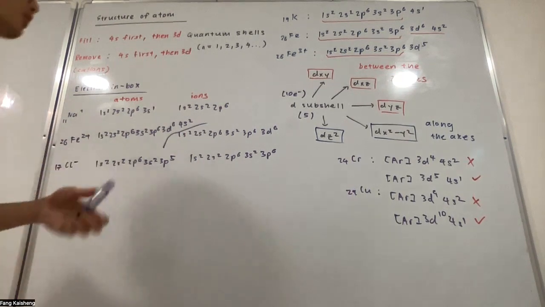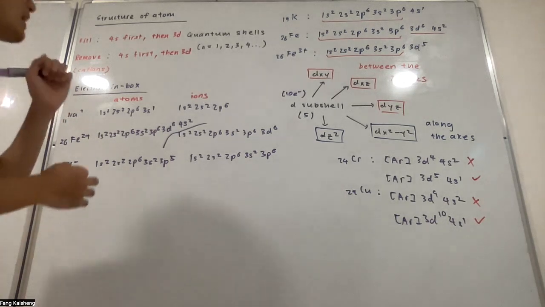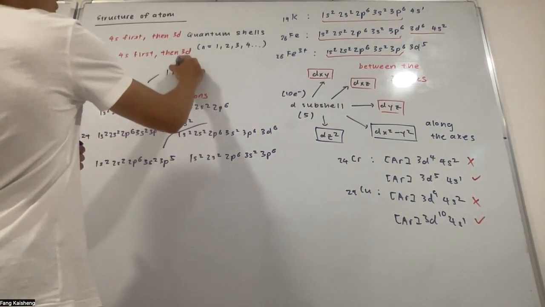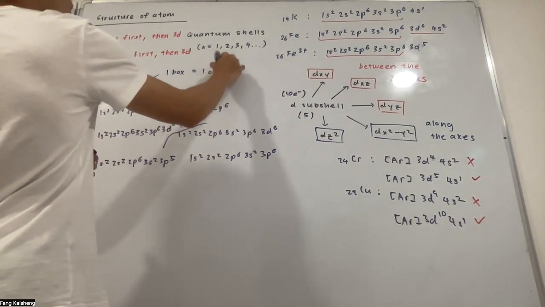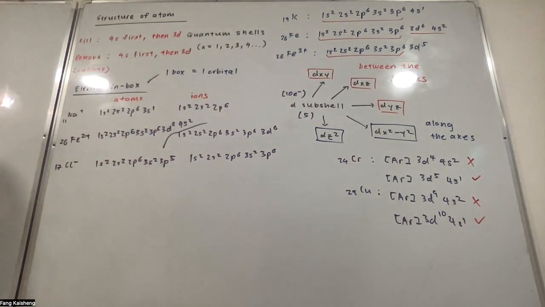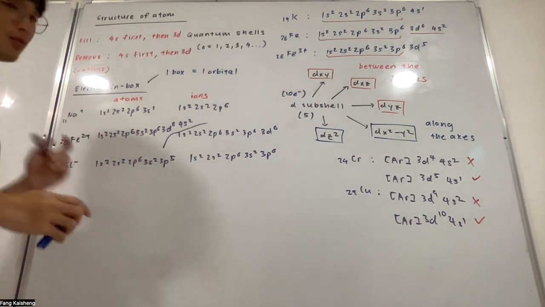Now, first of all, an electron in a box, what does a box actually represent? The box doesn't represent the electron, but it represents an orbital. We come up with the rule first: one box represents one orbital. So remember the hierarchy of how the atom structure looks. Orbital is the smallest thing that holds the electrons.